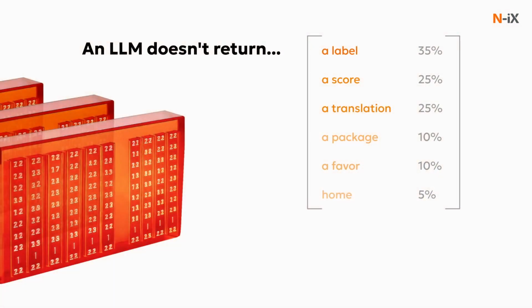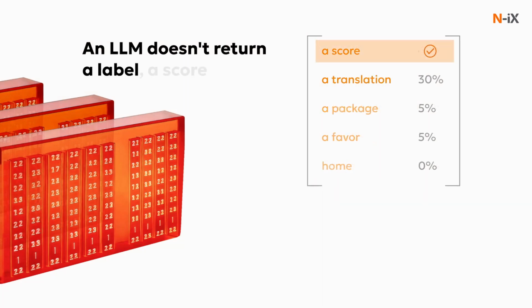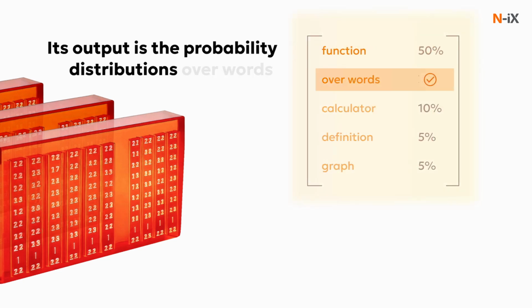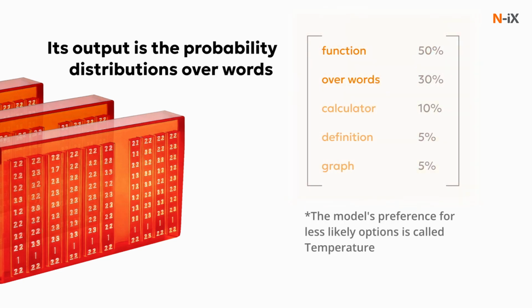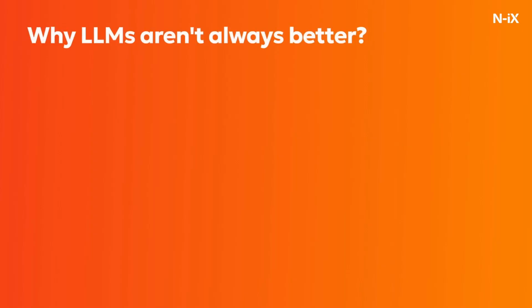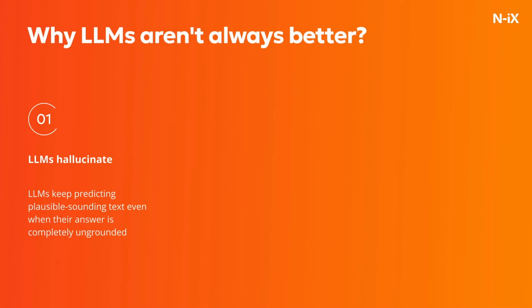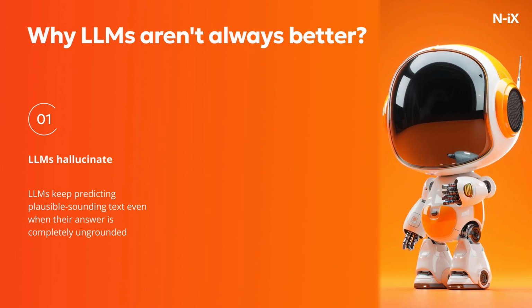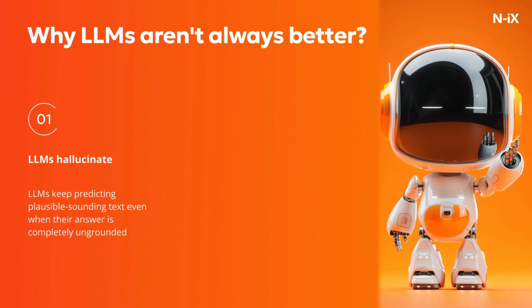An LLM doesn't return a label, a score, or a translation. Its output is a probability distribution over words. Then it picks the next word, not always the most likely one, and runs again. Every generation is a model guessing what's likely to come next to perform its task of being a helpful AI assistant. LLMs have no way to distinguish between what they know and what sounds right. When they don't have enough signal in their training data to answer confidently, they don't say, "I don't know." This can be mitigated to some extent, but the underlying architecture carries this flaw.